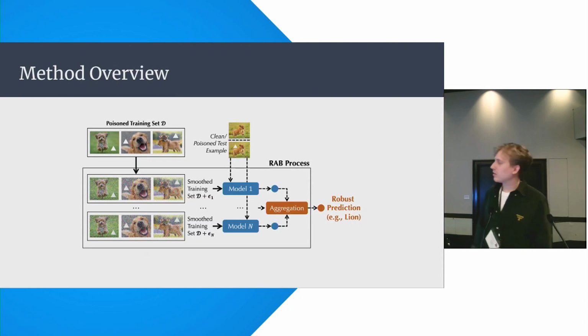Okay, and the method overview. How we achieve this guarantee is we generalize randomized smoothing from smoothing over test instances to smoothing over the training set. So we take a poisoned training set, create n different versions of this training set by adding noise to each sample, then train an ensemble of n different models and aggregate the predictions to get the final robust prediction.